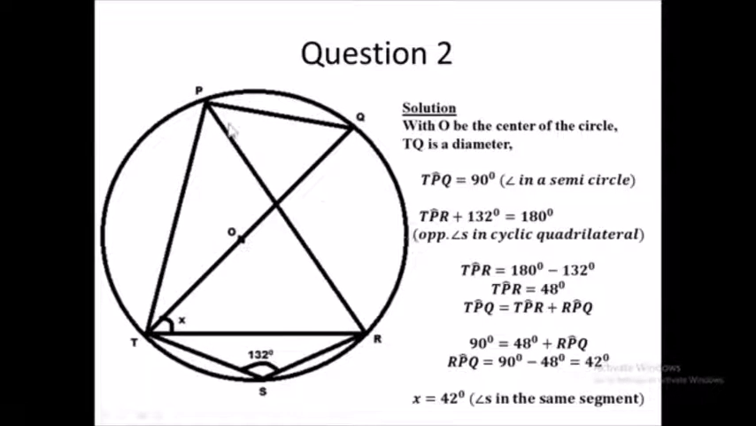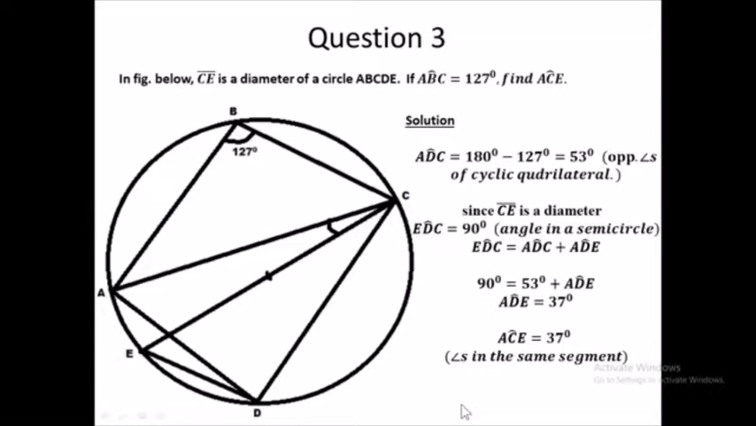There's a relationship between this angle here, angle RPQ, and the angle X you are looking for. They're in the same what? The same segment. And angles in the same segment are what? Are equal. So that's why angle X is what? 42 degrees.